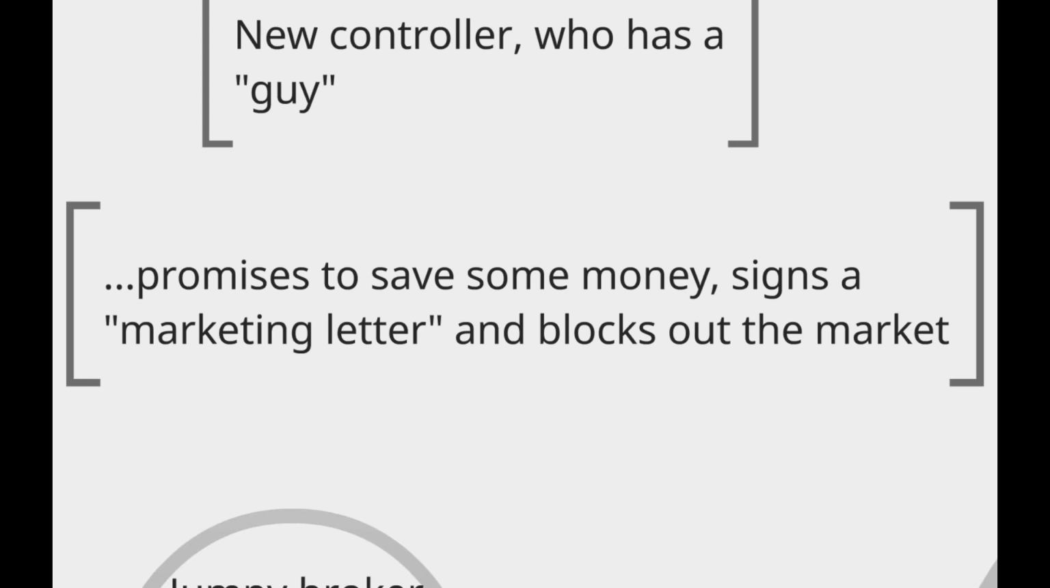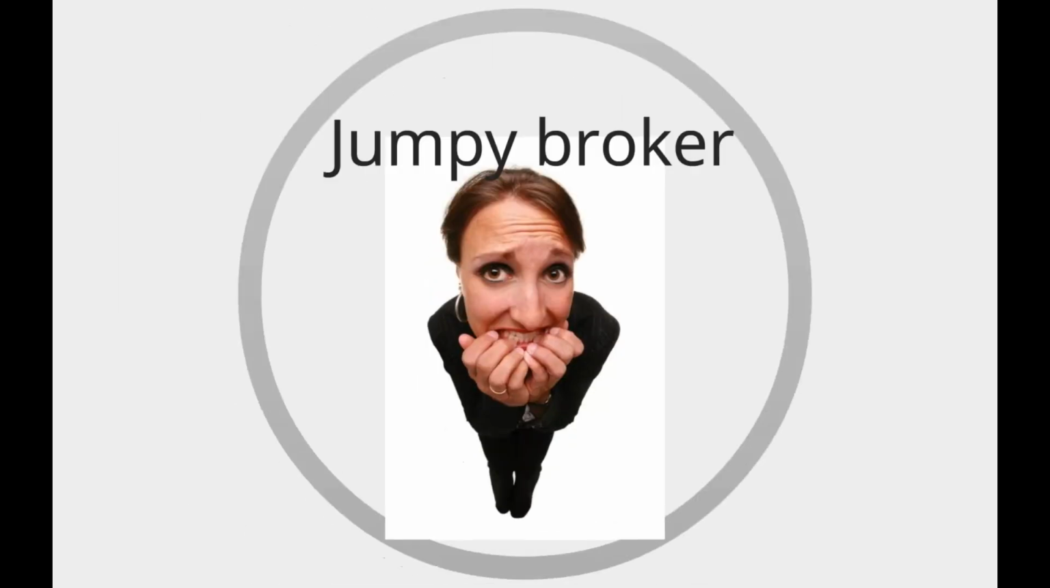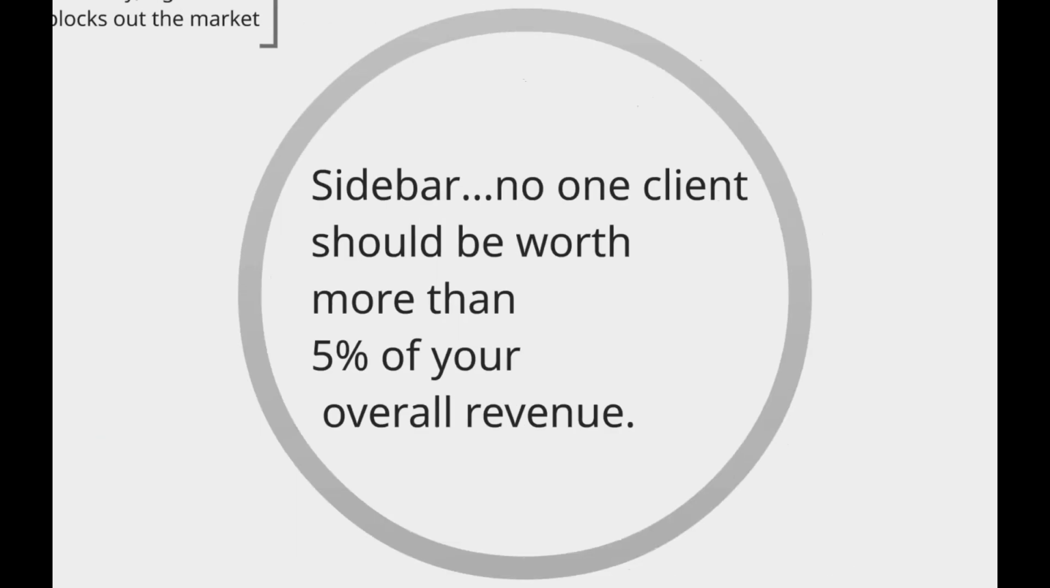So when this broker found out that this had happened, the market was already completely blocked. The jumpy broker was going, holy crap, we're going to lose this. The client's going to find a cheaper solution. I said, whatever we do, the first and most important thing we need to do is get a meeting with the new controller. We need to get a meeting with the person that is taking this to the owner. Let's get a meeting with them.